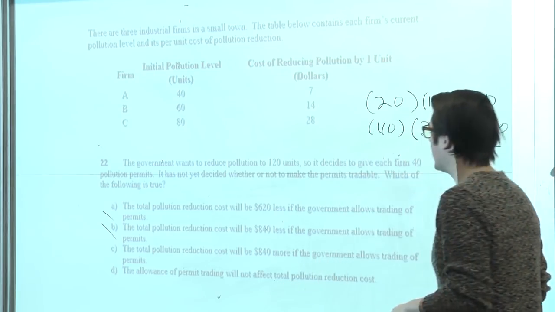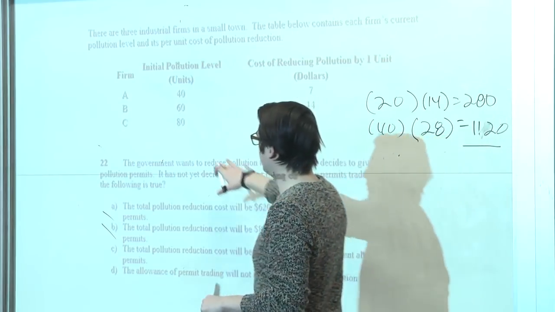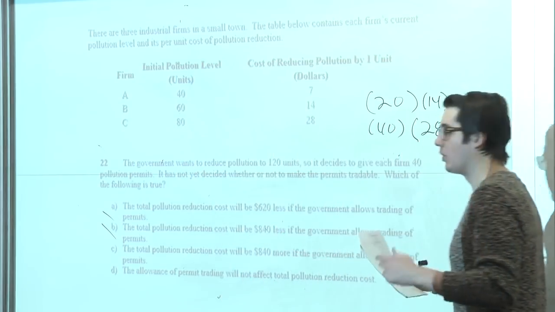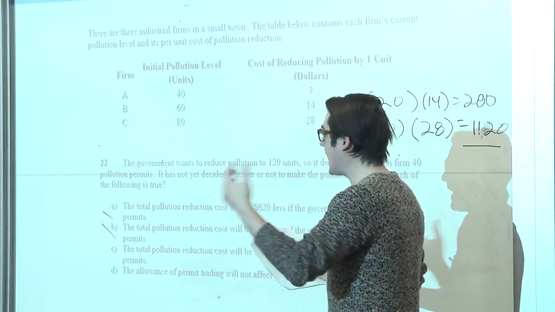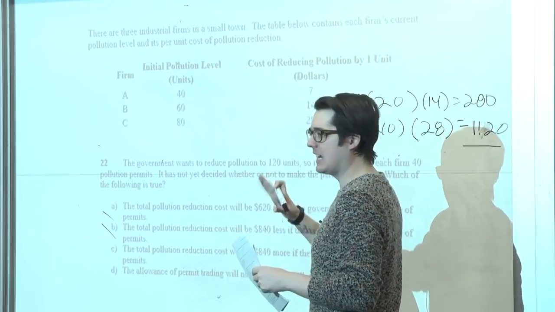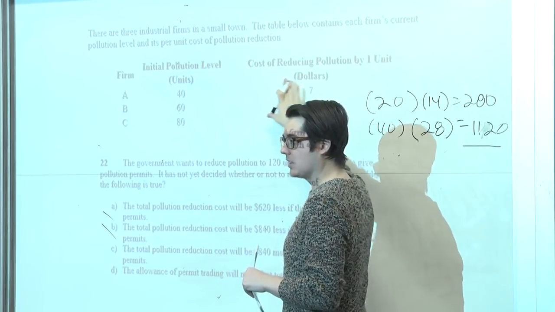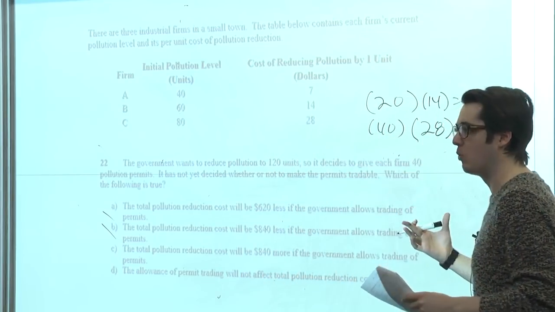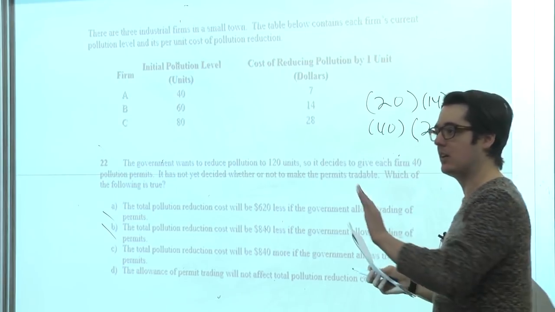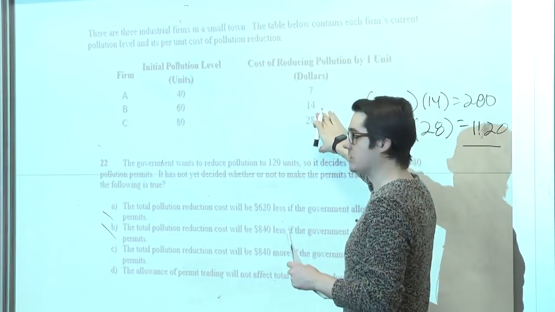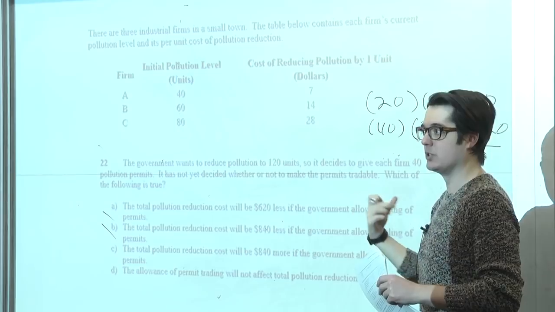Okay, if we are allowed to trade our permits, then firm C doesn't want to reduce their pollution, right? They want to buy as many of those permits as they can, and what's going to end up happening is the firms that have the lowest cost of reducing pollution are going to end up being the ones that reduce their pollution, right? They'll sell their permits to the ones that are more costly.